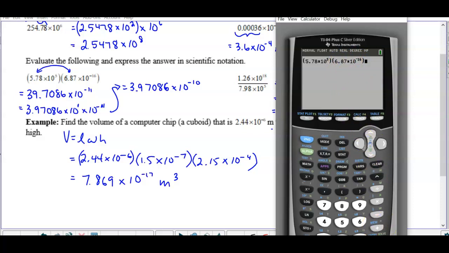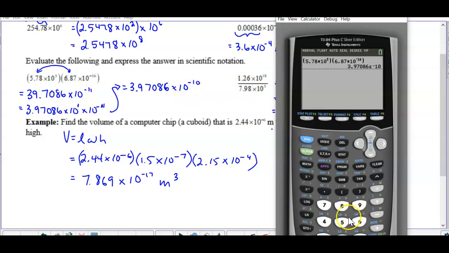That's okay. Enter on that, and you'll notice it gives the scientific notation, but it doesn't say 10 to the negative 10. It says E to the negative 10. So capital E represents times 10 to whatever that exponent is. So just be aware of that.